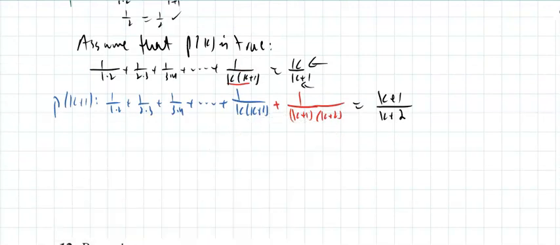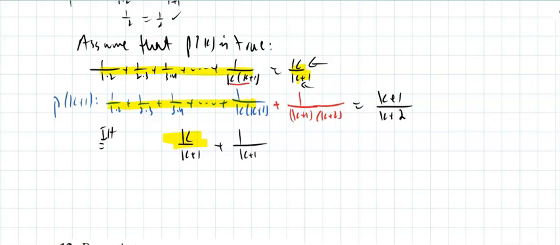So, I want to use my assumption. This right here, I assumed that equal this. So, to write this, you have to tell me that you've used the induction hypothesis. Plus 1 over k plus 1 into k plus 2 equal to this. Remember, you can't use both sides of the equation if you're making this a proof.